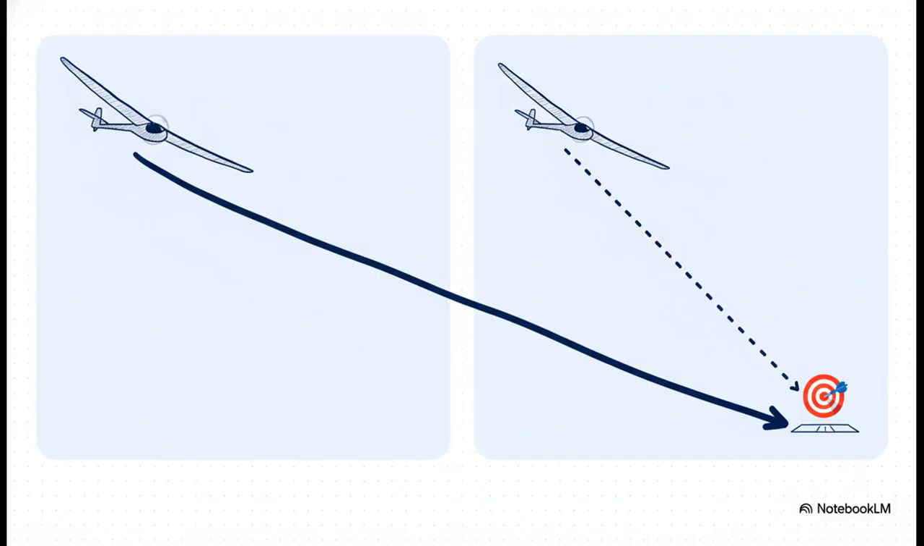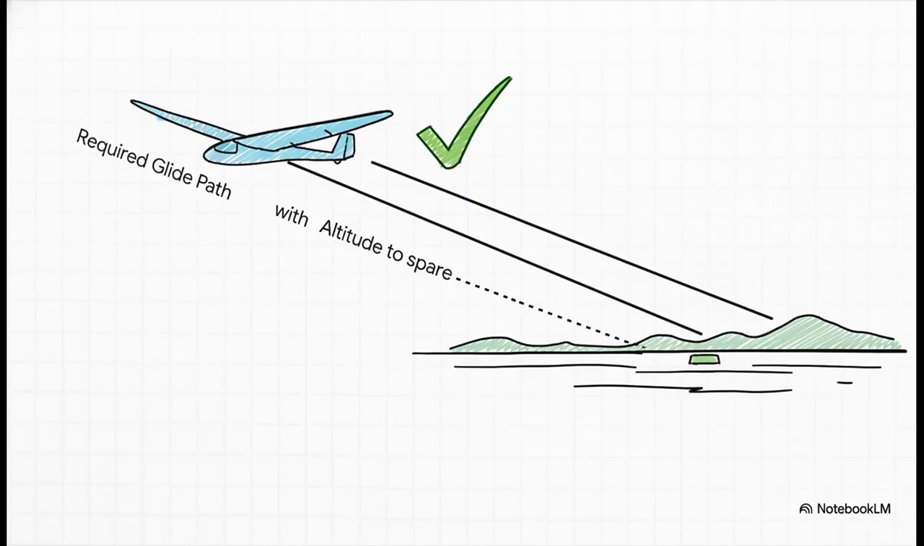LD actual is your current performance. It's what's happening right now. How many feet forward for every foot you drop? LD required, on the other hand, is the target. It's the performance you need to hit to actually arrive at your destination. The rule here couldn't be simpler.